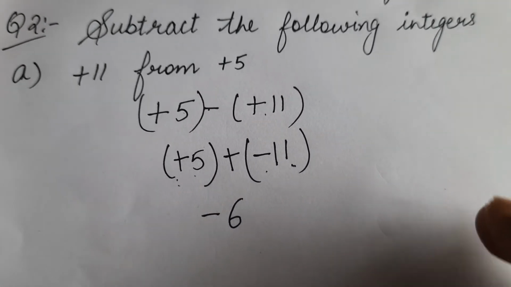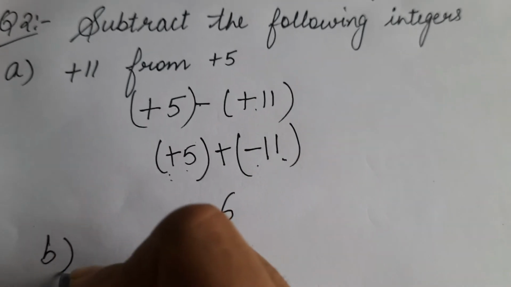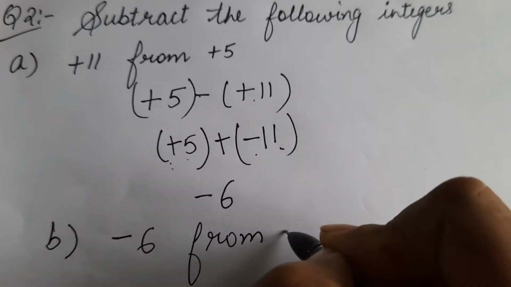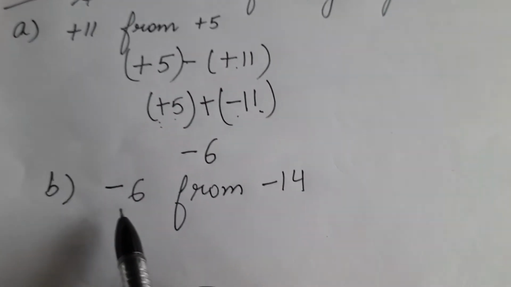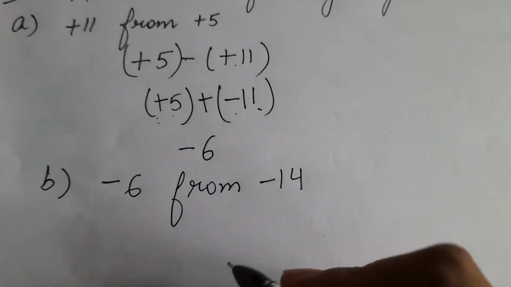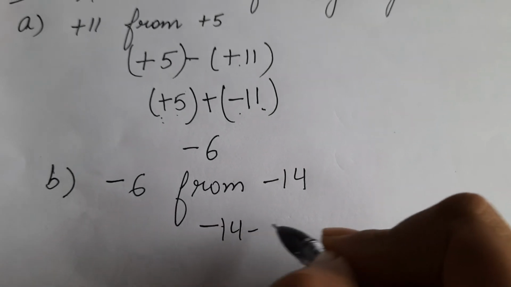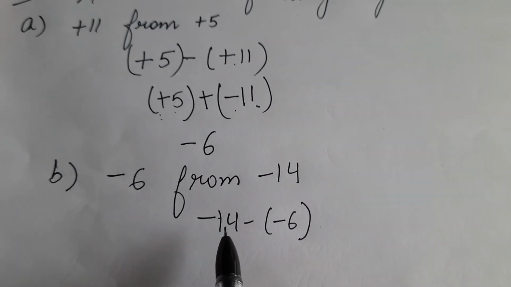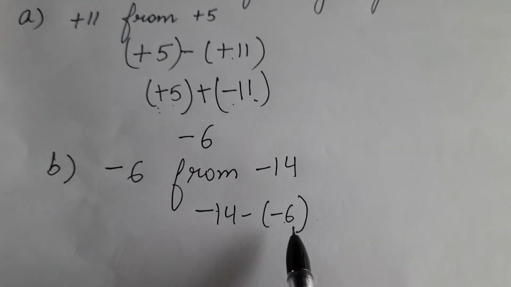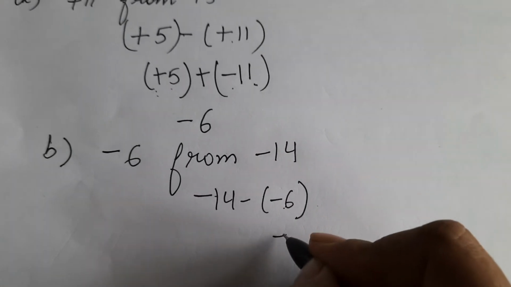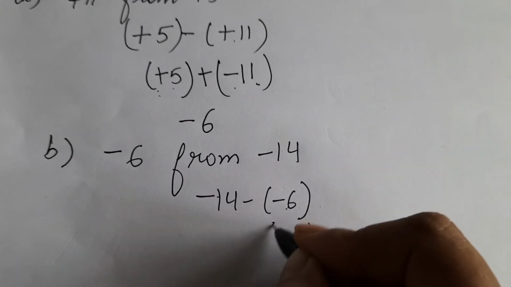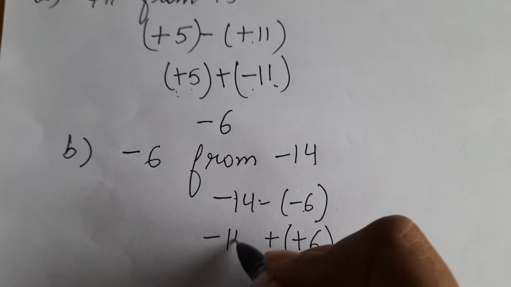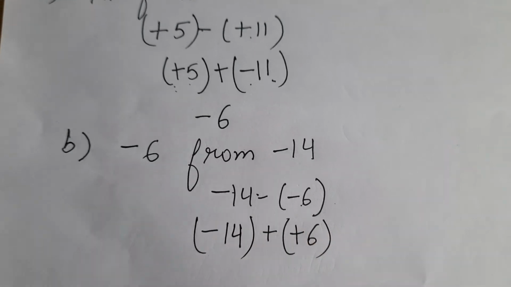Now let's start B part. B part is minus 6 from minus 14. We have to subtract minus 6 from minus 14. हमें minus 14 में से minus 6 को subtract करना है. And when we subtract two integers, the number to be subtracted changes its sign. This minus 6 will become plus 6 and this minus will become plus.